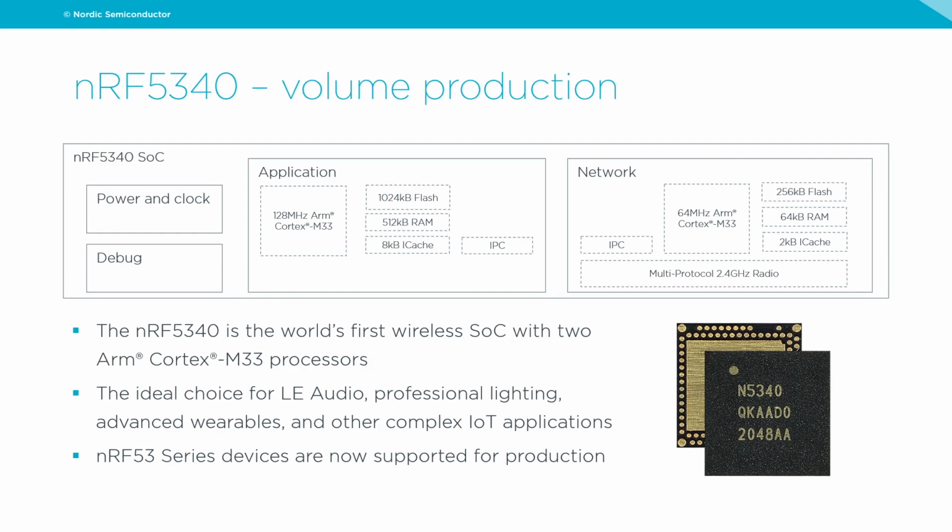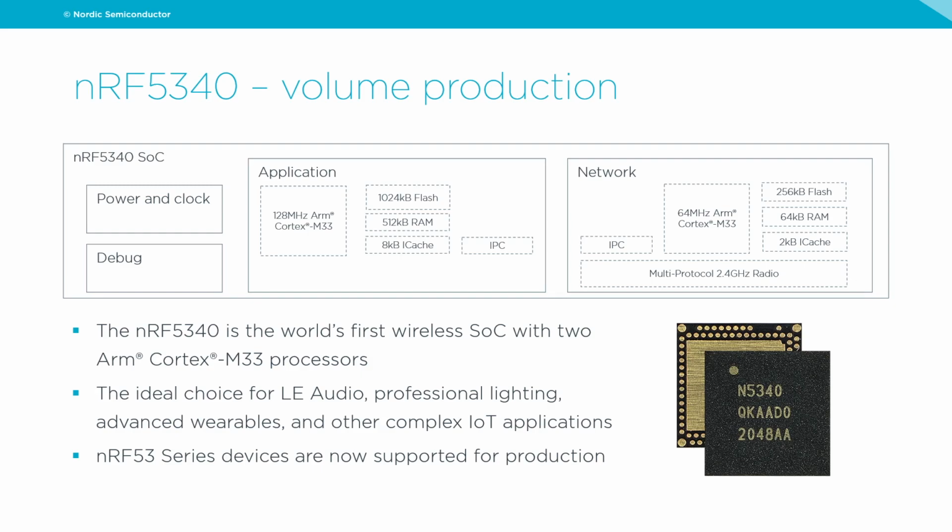The application processor is optimized for performance and allows you to perform time-critical application tasks without being affected by radio stack execution. The network processor is optimized for low power and efficiency and responsible for radio operations. Additionally, nRF5340 provides the advanced feature set and an operating temperature up to 105 degrees Celsius.